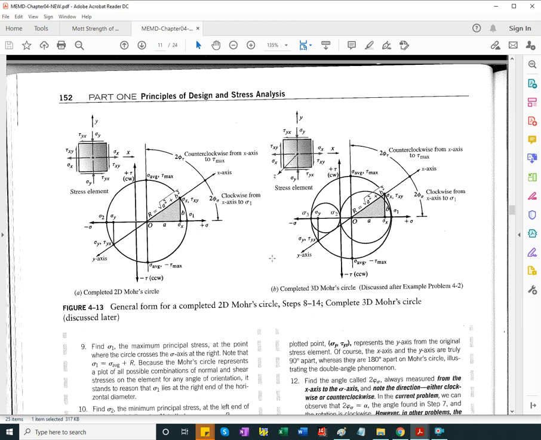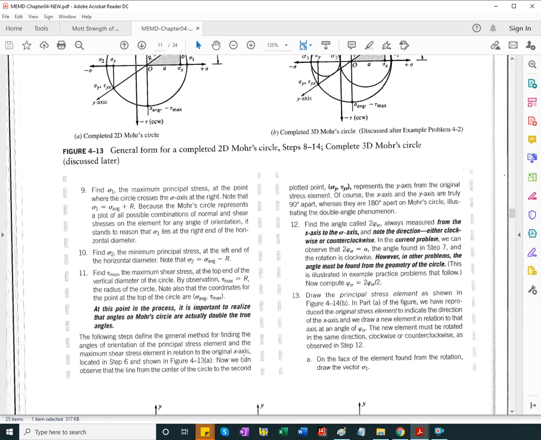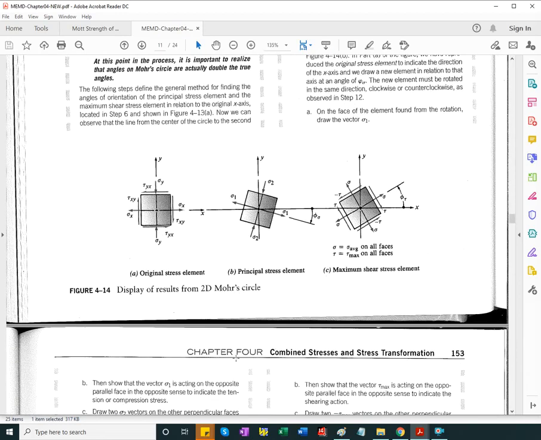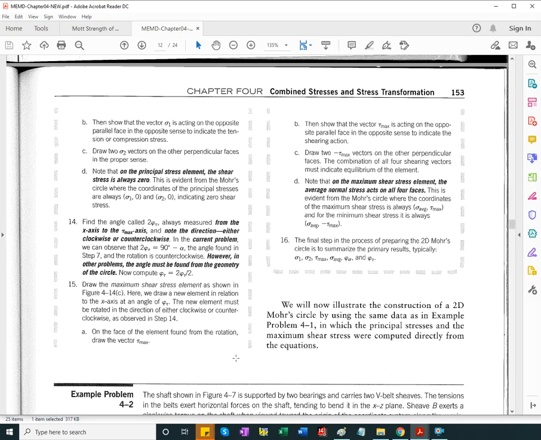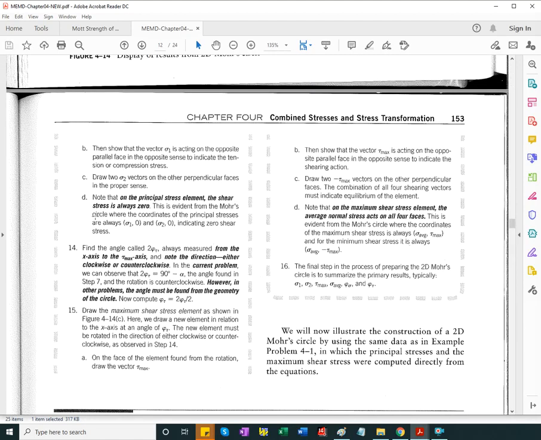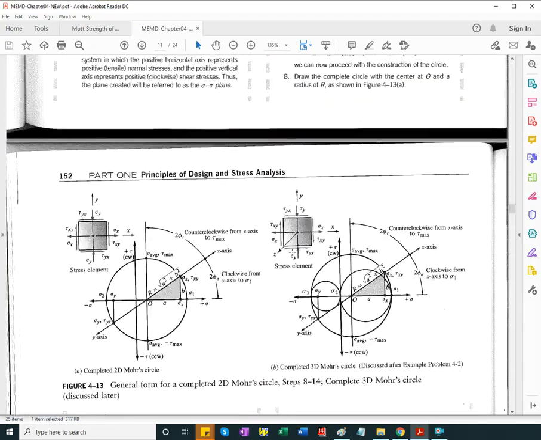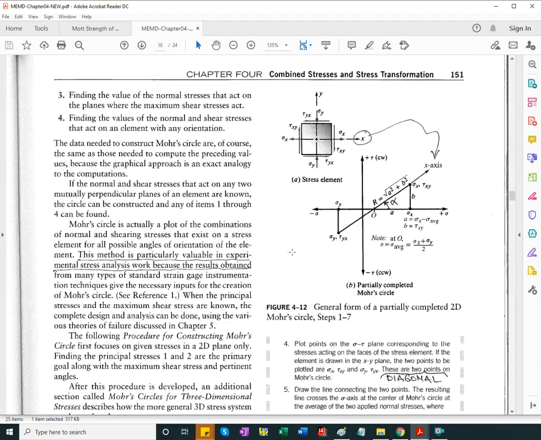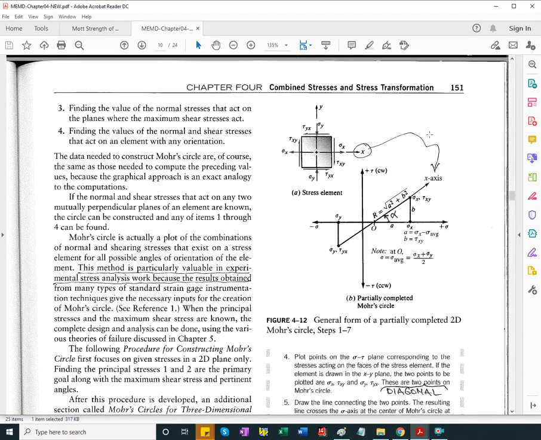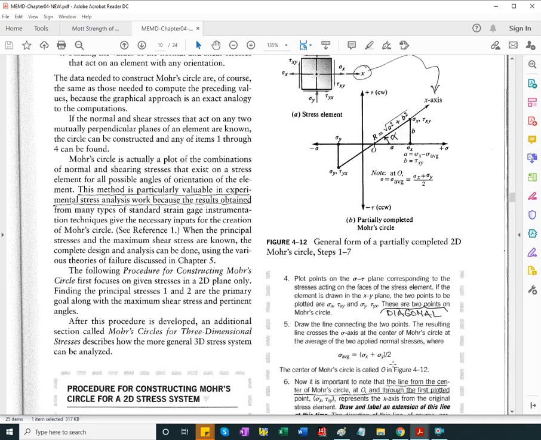Okay, so this is the 3D Mohr circle. Everything that we discussed is listed here as steps to follow. I would recommend you understand and study it clearly, and even bookmark page 151, and come back to this, and you can draw Mohr circle.